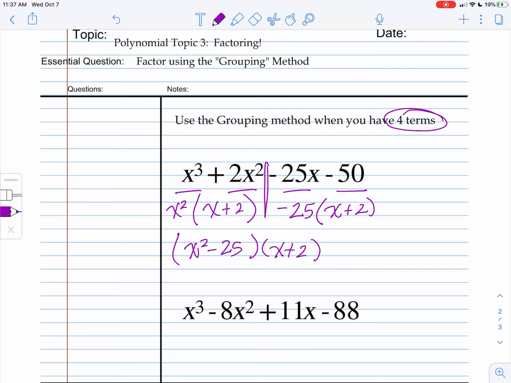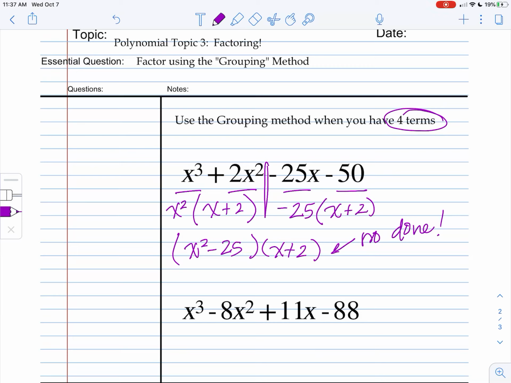Here's the deal, guys. We are not done. And you're like, oh, Miss Vogt, how do I know I'm not done? I can't give you a good way to determine if you're done or not. Every time you're done factoring, you need to look at your factors and think, can I factor again?